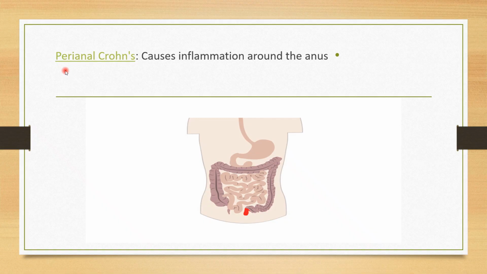The last type is known as perianal Crohn's disease. It causes inflammation around the anus, and in this type local treatment may be effective, such as corticosteroids, Enimacort, or Duodenphalt foam, or Colifoam, or Bentaza enema, or Bentaza suppository.